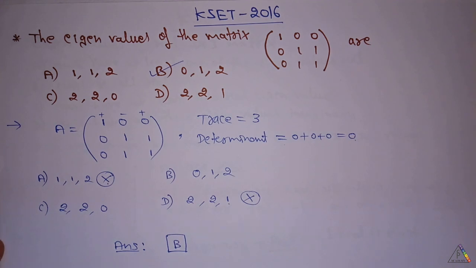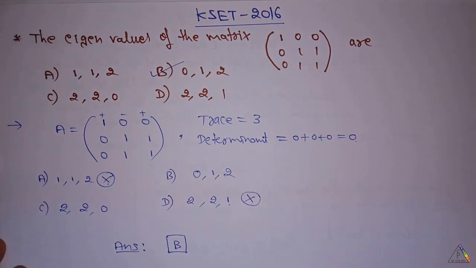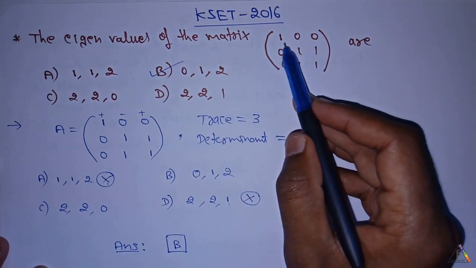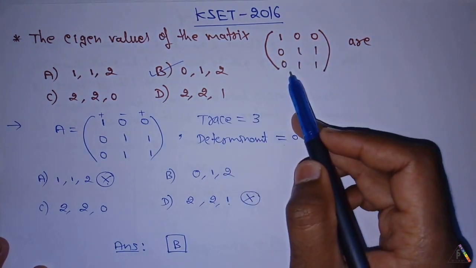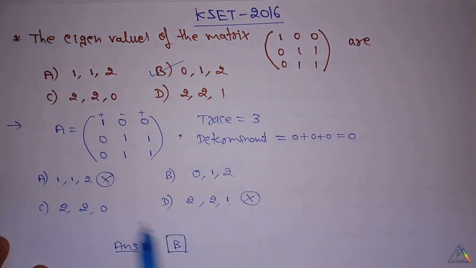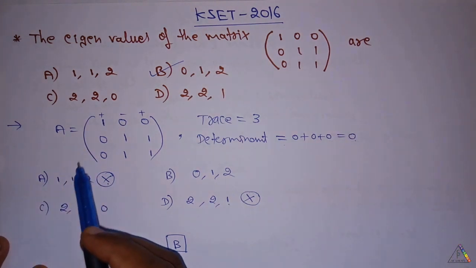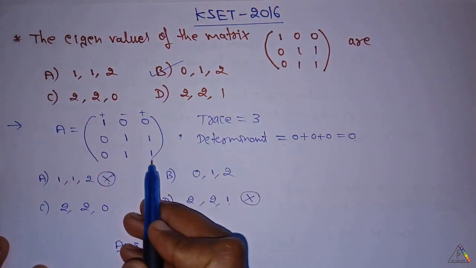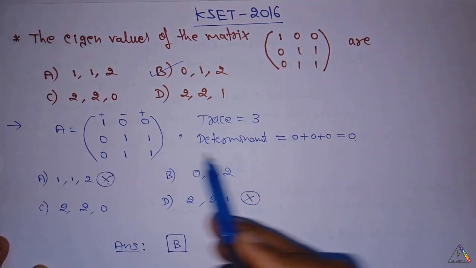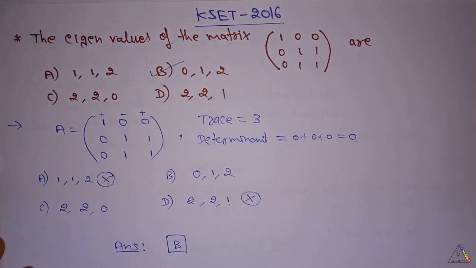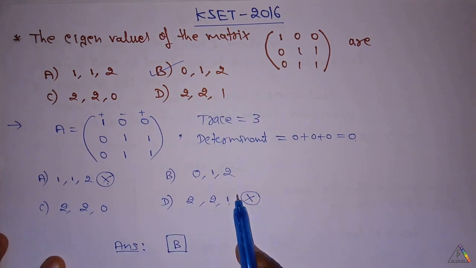Next is the KSET 2016 question. The question is, the eigenvalues of the matrix 1 0 0, 0 1 1, 0 1 1 are. Consider the given matrix A. Finding the trace, it is 1 plus 1 plus 1, which is 3, and the determinant is 0. For this, I have considered all the options.